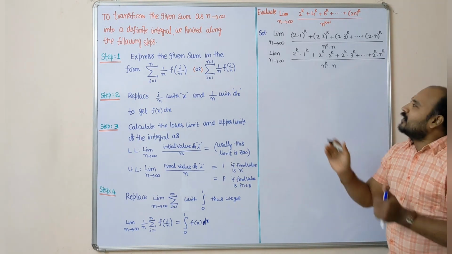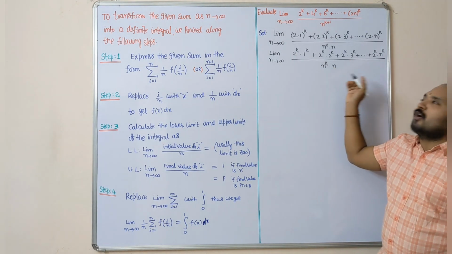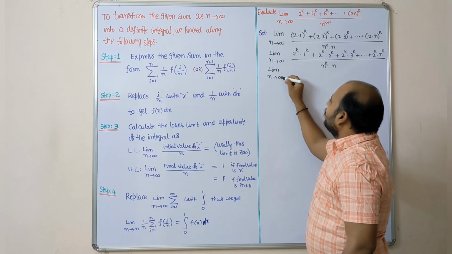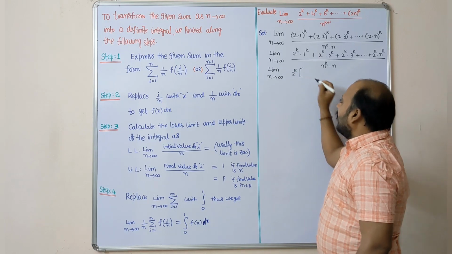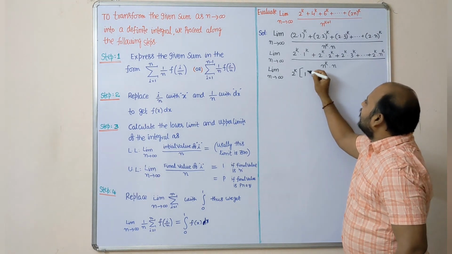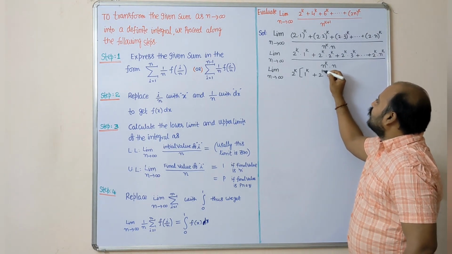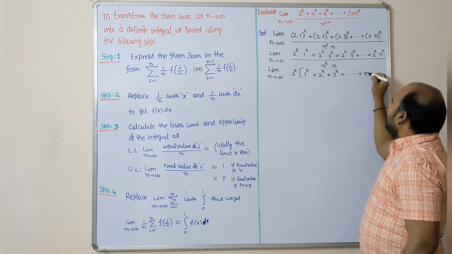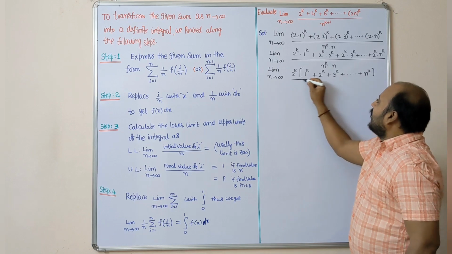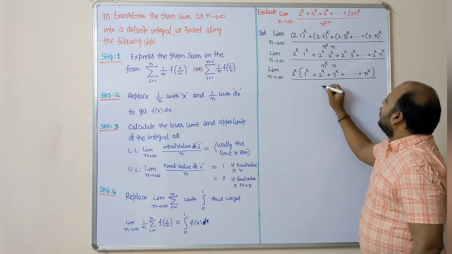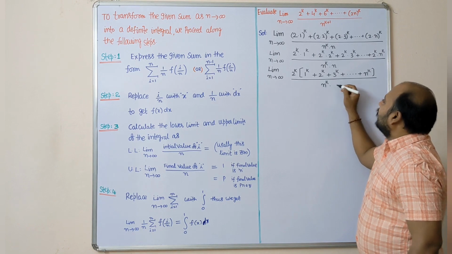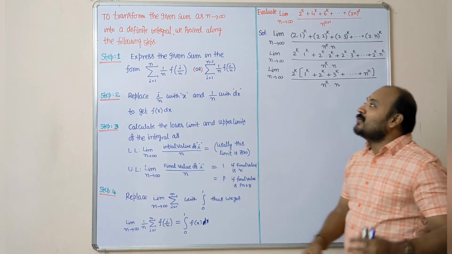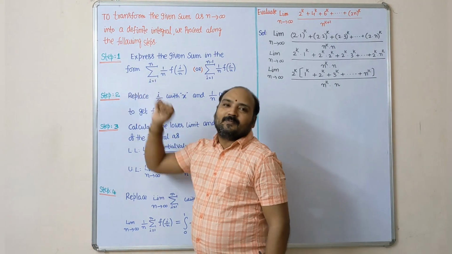In the numerator, 2^k you have to take common. Limit n tends to infinity, 2^k if we take out common, the rest of the terms: 1^k plus 2^k plus 3^k plus and so on n^k, divided by n^k into n. Clear? Everyone understand now? Now come to first step.